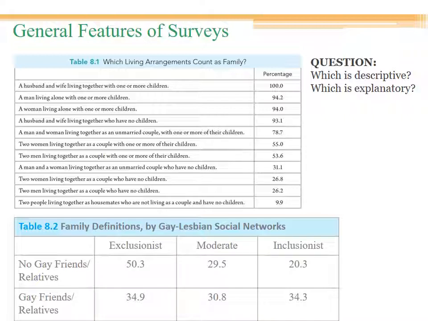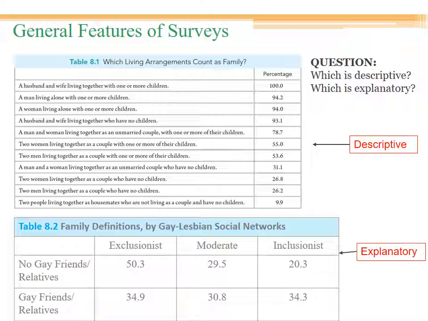So, the descriptive analysis is presented in Table 8.1, and the explanatory analysis is presented in Table 8.2. That's because Table 8.1 only describes the characteristics of the population and how we define the family. It doesn't tell us why we define it as such.